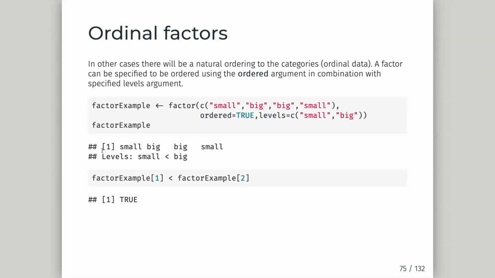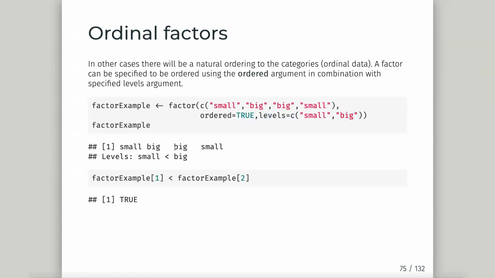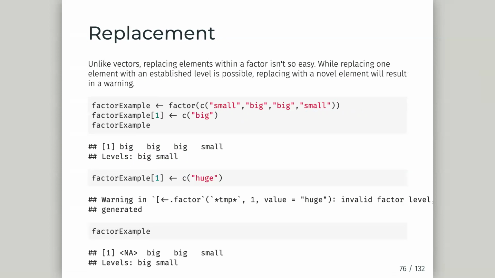And now when I just look at this, you can see the levels are displayed differently. Previously, they were just next to each other. Here, we now have small is less than big. And if I do factor example 1, if I say is small less than big, it's going to tell me true. So you can add order to your categories as well. That can be useful again for plotting later on.